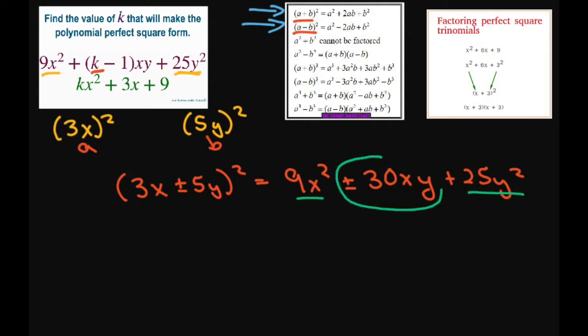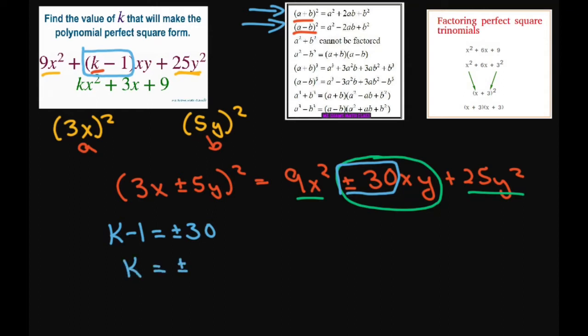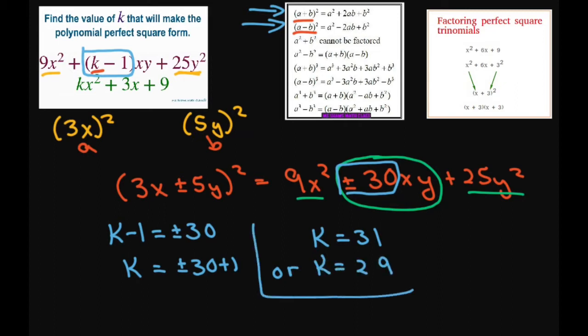And now we have this part here, or more importantly, this part here has to equal this part. So we just set it equal to each other. So we have k minus 1 equals plus or minus 30. So just add the 1 to both sides. And that's going to give you k equals 31 or k equals 29. And that's it for that one.